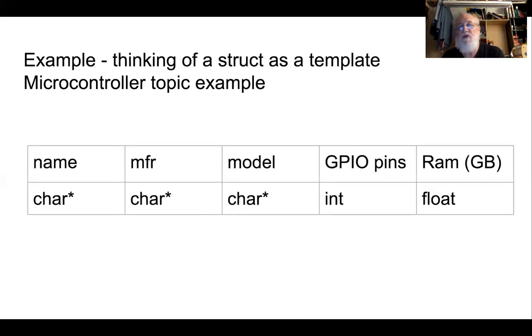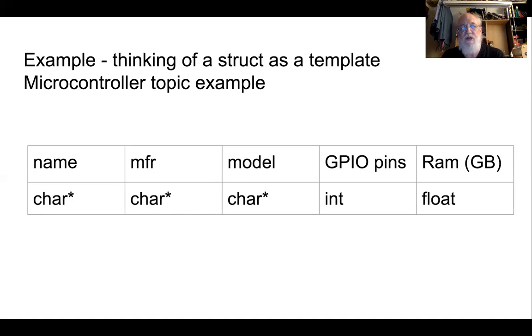So let's think of a struct as a template. The struct definition itself has no data. It just says, here's what goes in this struct. And you'll see in a separate step, we actually put the data in it. So in that sense, it's like a template. Here's an example. This is a really geeky example. I apologize for that, but this is the kind of stuff I'm interested in.